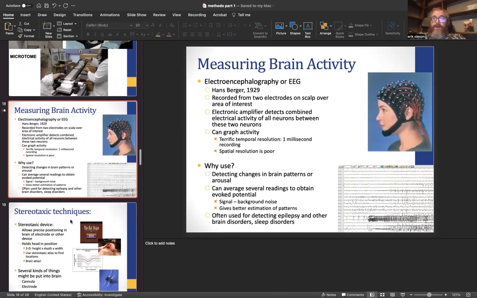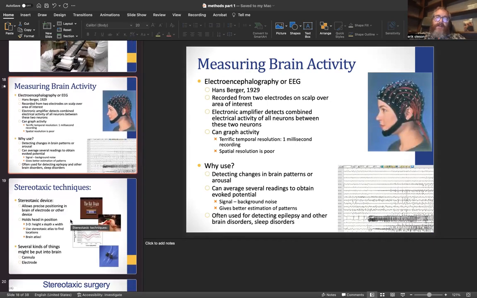We can also measure brain activity. This has been done most famously using EEG. This was developed by Hans Berger in 1929, who recorded from 2 electrodes on a scalp over an area of interest. This involves an electronic amplifier that detects combined electrical activity of all neurons between these 2 neural points, and then you can graph the activity.